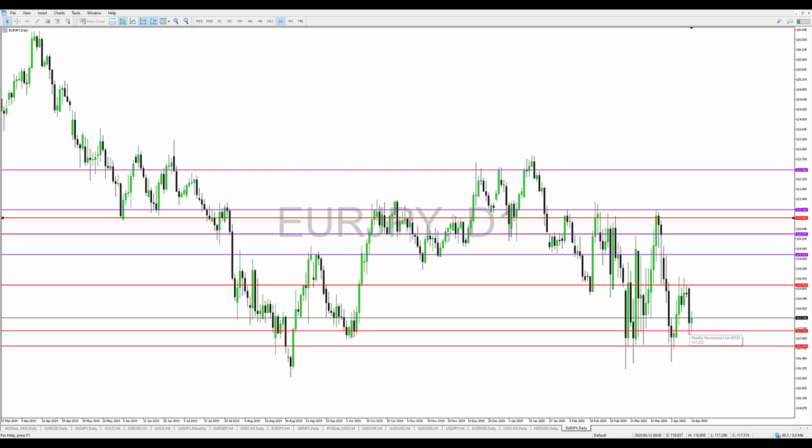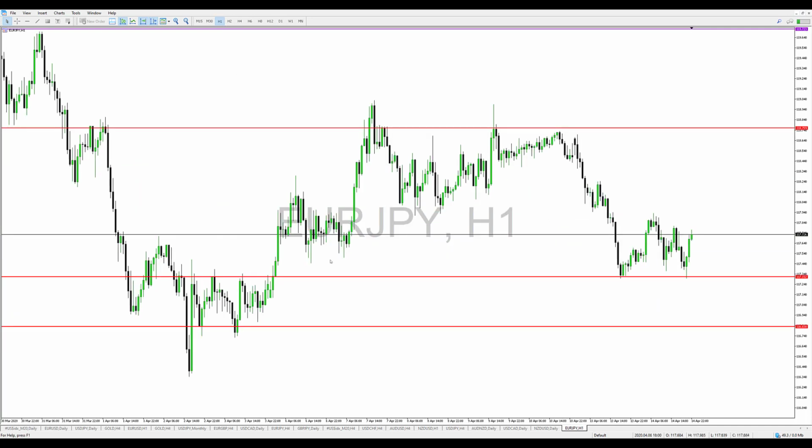Remember, we want daily, so we are focusing on this red line, which is our support zone, coming in at 117.31. Now I'm going to go straight to an H1. There is our 117.31 price level. You can see how price has respected that key level. Price dropped down from an area of resistance, dropped down, traded above, dropped down, traded to the upside.